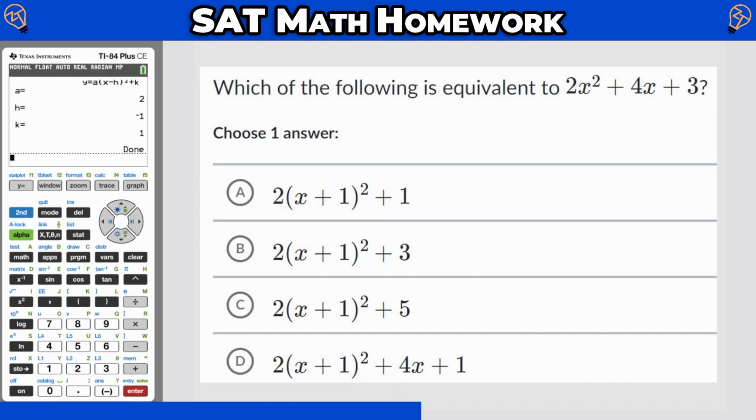And notice what it gives us. It's saying that the a value is 2. So let's go ahead and put 2. Now, the key thing here, this -1, 1, the h, k, is the vertex.